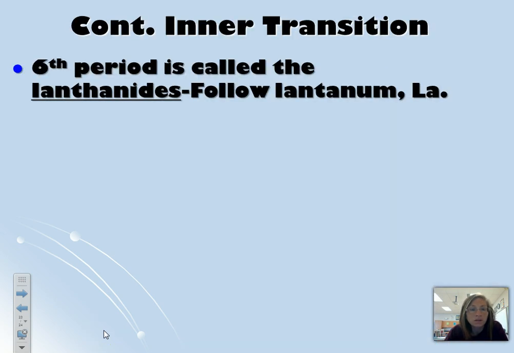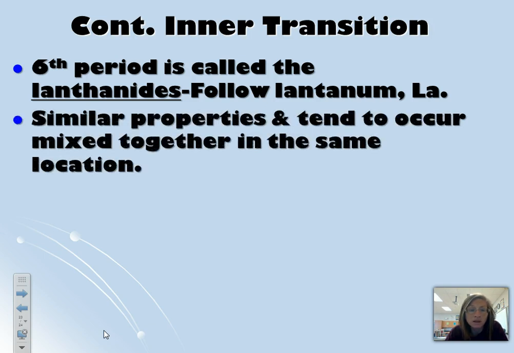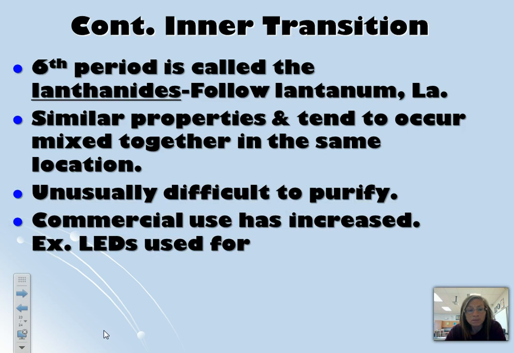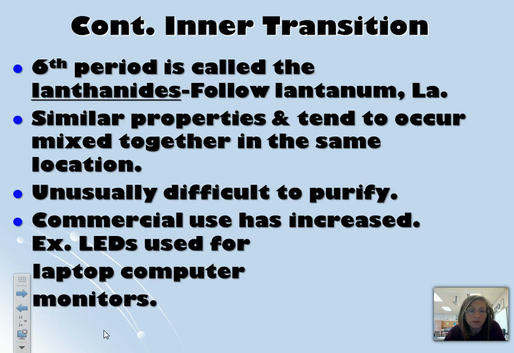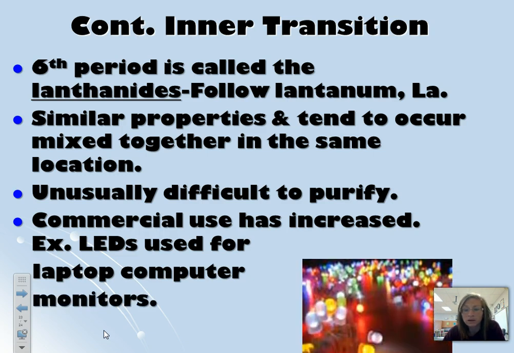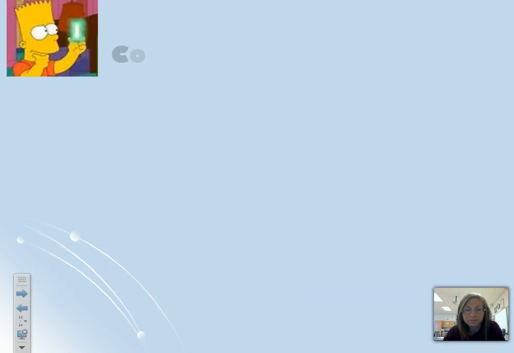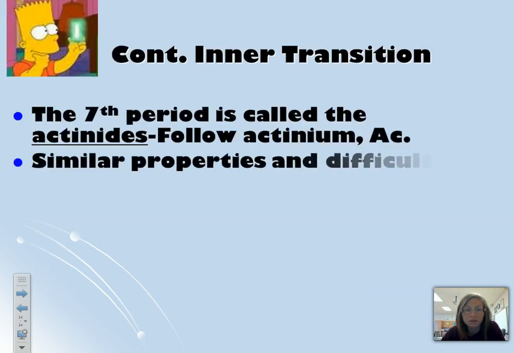Now, the sixth period is called the Lanthanides because they follow lanthanum, or La. They have similar properties, and because they have similar properties, they're usually found together in the same location, mixed together. They are very difficult to purify or separate from each other, but they do have some commercial use in LEDs, specifically for laptop computer monitors. But we do know that these little LEDs, these little bright lights, are used in many things. Your remote controls, lots of toys that your younger brothers or sisters might play with. They usually have a power button. When it's on, it turns red. Those are all LEDs.